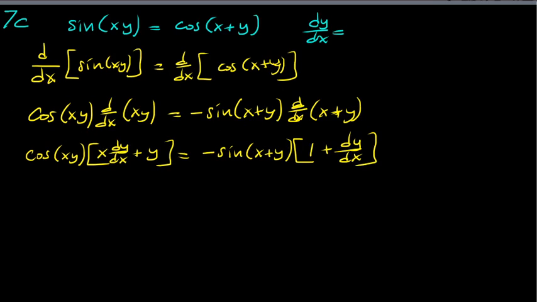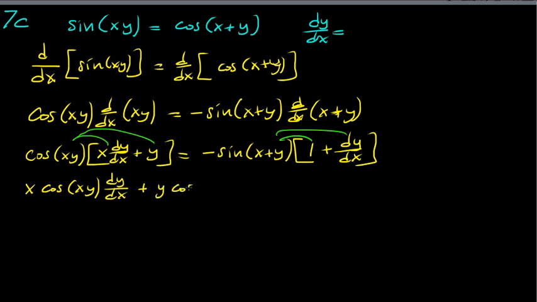So multiply all this out here. This times that times that. Yep. So x cosine of xy. And I really want to write y prime here. Why start now? Okay, and then the right side will just be negative sine of x plus y, and then minus sine of x plus y times the derivative.